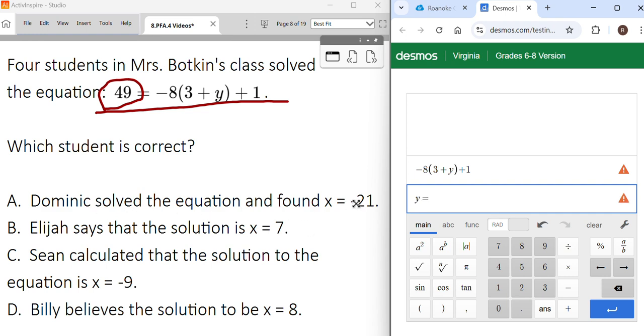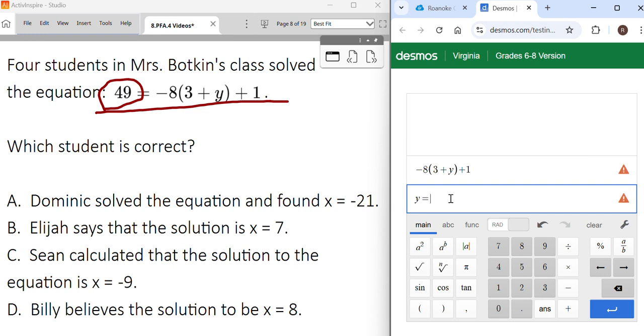And this says Dominic said it was negative 21. Well, let's check out Dominic. Yeah, I don't think Dominic is right because that gave us 145. We're looking for negative 49. Let's try the second one. Elijah said the solution was 7. That doesn't look right either because it gave us negative 79.